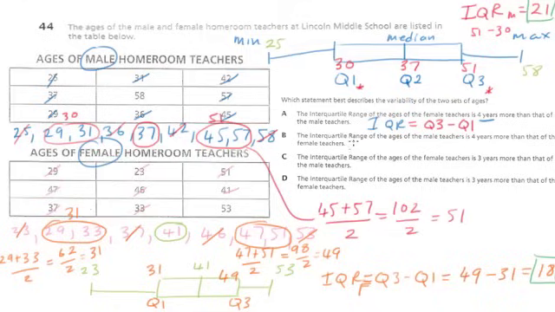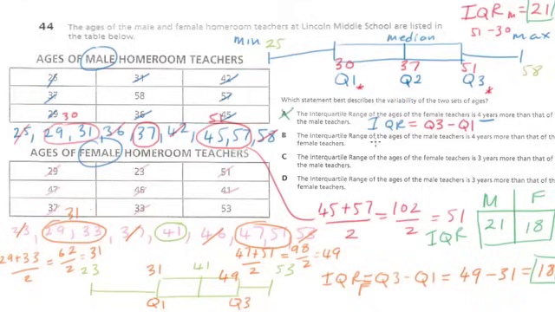So let's see, A, the interquartile range of the ages of female teachers is 4 more than that of male. Well, let's put this together so it's nice and clear for male and female. And we are looking at the interquartile range. Well, the male interquartile range was 21, the female was 18. So the male is actually 3 more than the female. So A is not the correct answer.